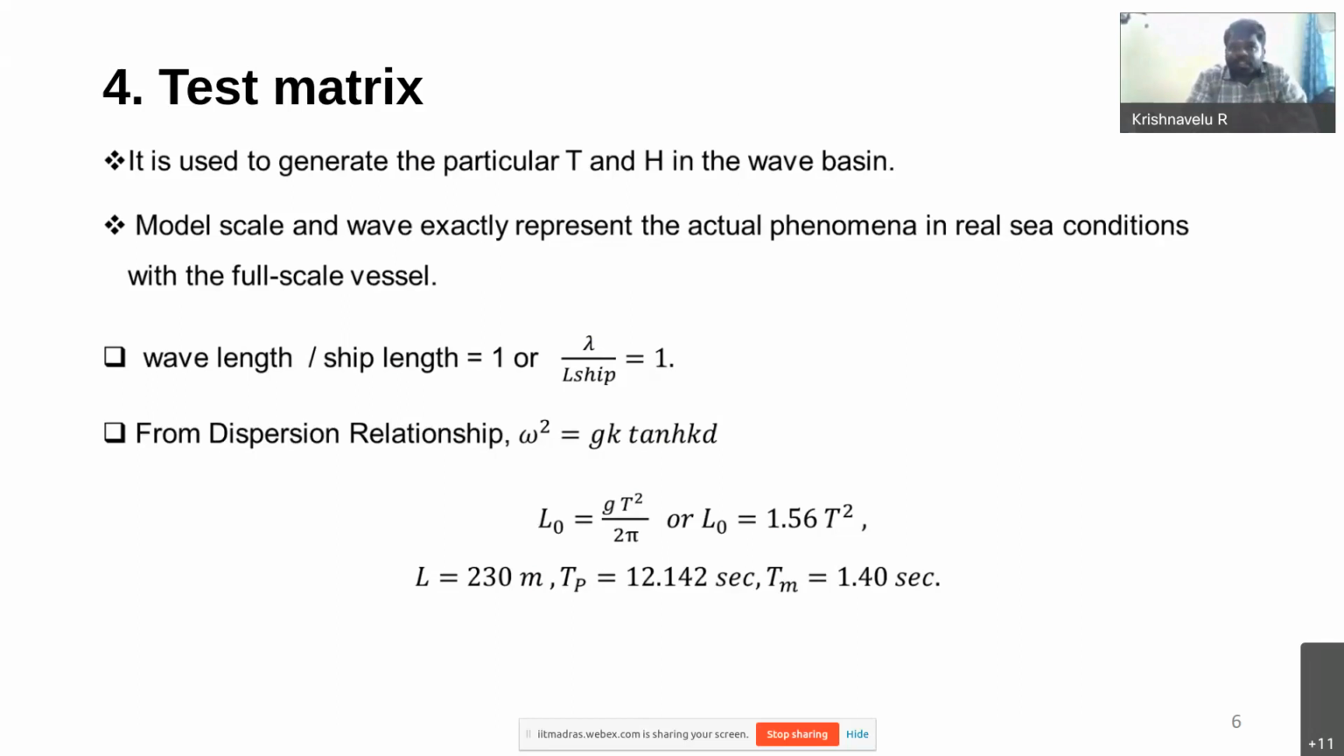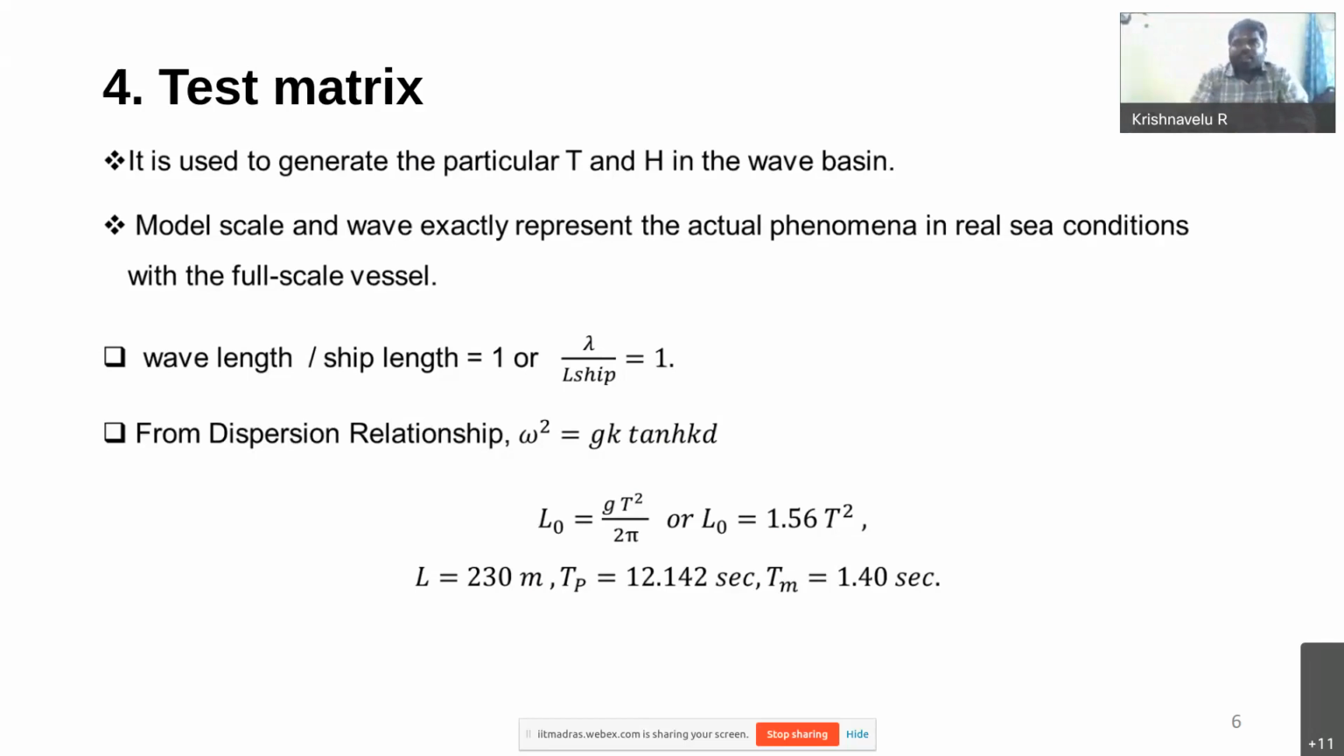Generally, we know that gravity waves have varying time periods of 2 to 20 seconds, but we are just interested in focusing on 10 to 20 seconds. Then only are we going to generate the waves exactly as what happens in open sea conditions, and that is also represented in the model scale in our wave basin.